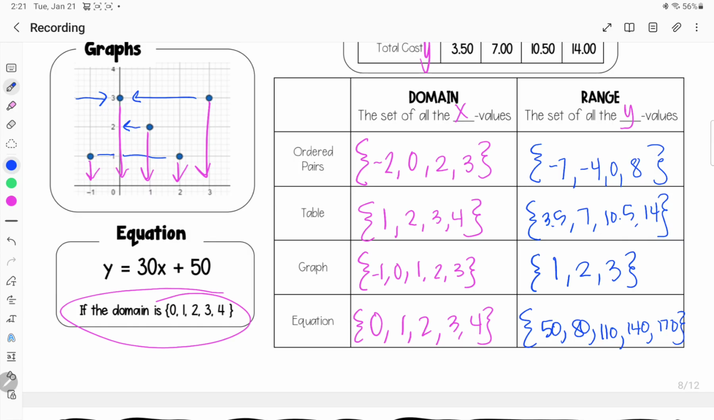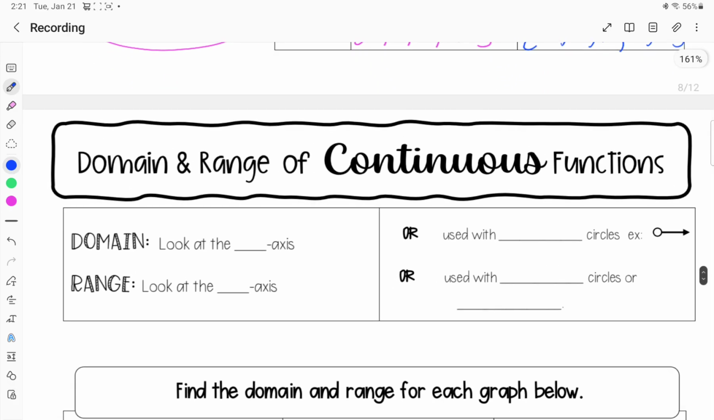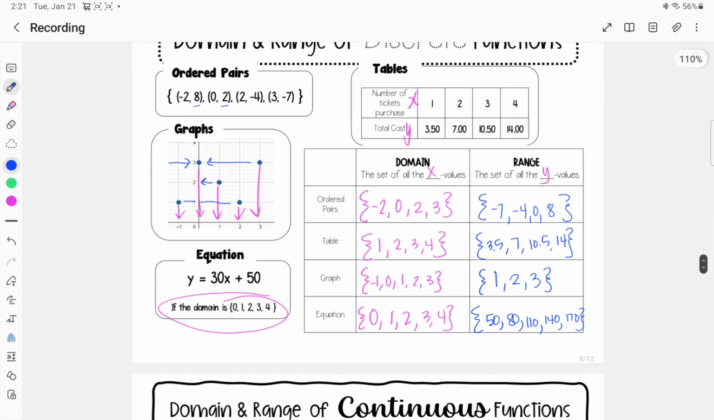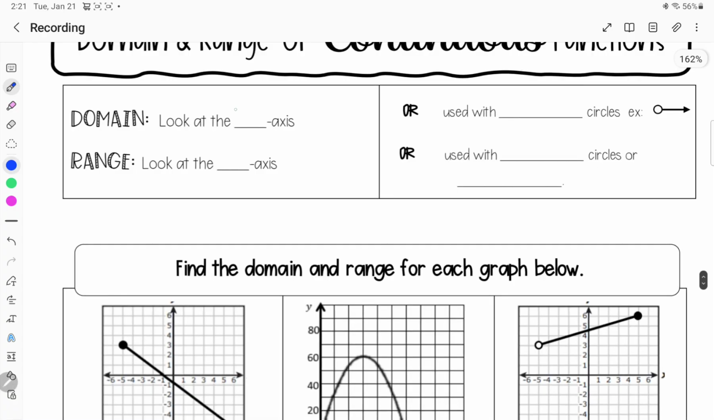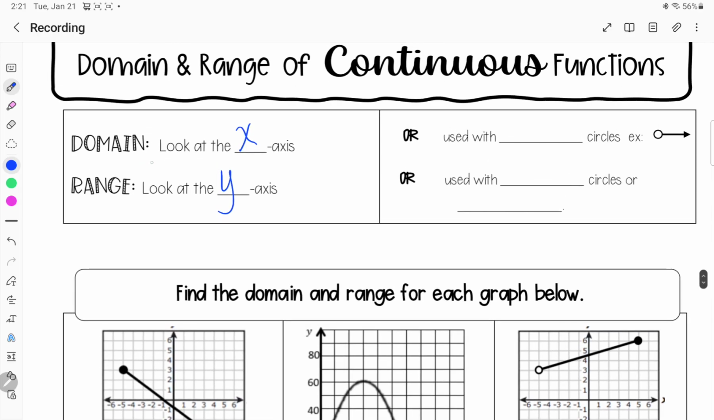All right, so what we're going to be doing though is figuring out how to write them when they're not discrete. In other words, where it doesn't just have points, it's continuous, and it just keeps going. So again, we're still going to be looking for domain at our x-axis. We're still looking at our y-axis for range. So you're going to use open circles, things that look like this. You're going to use greater than or less than, but I actually am going to teach you how to write them with parentheses. I think those are easier.